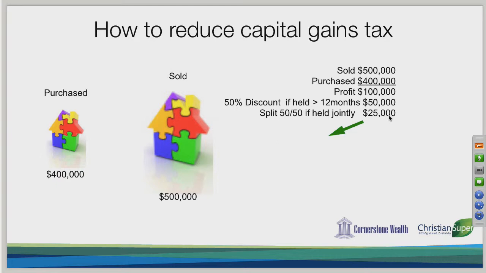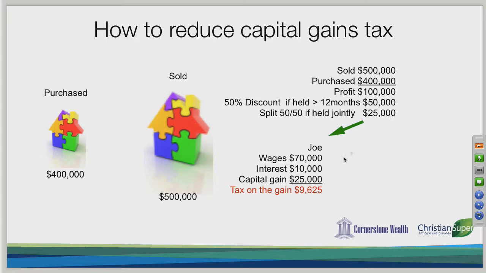Now, we're going to talk about 2 different scenarios. One is Joe, and he's employed, so he earns $70,000 in employment income. He earns $10,000 of interest in some other investments, and he's triggered this capital gain of $25,000. Now, if he doesn't change his scenario at all, just sells the asset, then the tax on the gain is at his marginal tax rate. He'll pay $9,625 in tax.